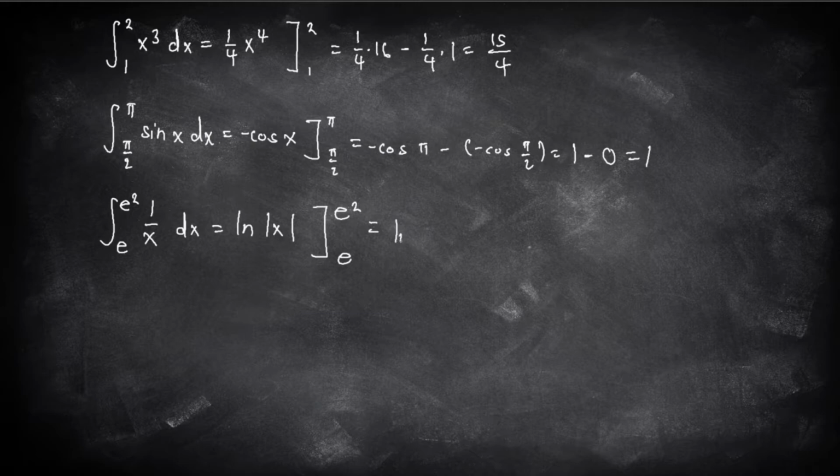Natural log of absolute value of e squared. These are already positive, so we don't have to worry about absolute value. So that natural log of e squared is actually 2 times natural log of e. And then we still need to plug in our e, so natural log of absolute value of e. e is already positive, so that's just natural log of e. So natural log of e is 1, so 2 times 1 minus 1 is 1. And that's it. Now let's learn some rules.